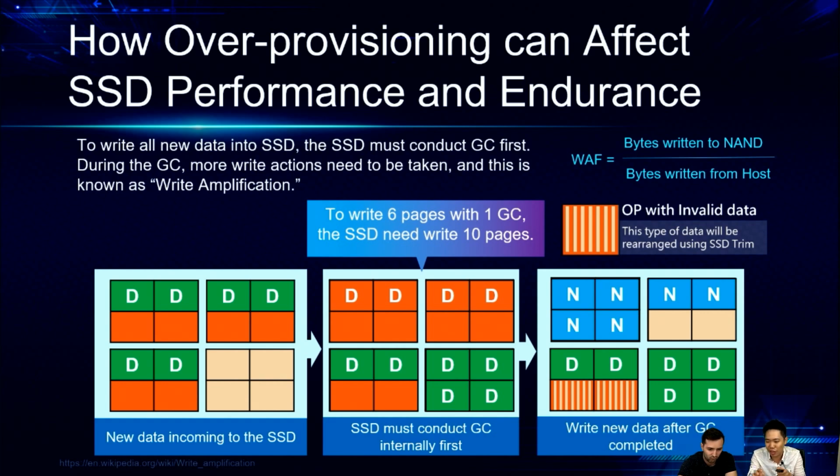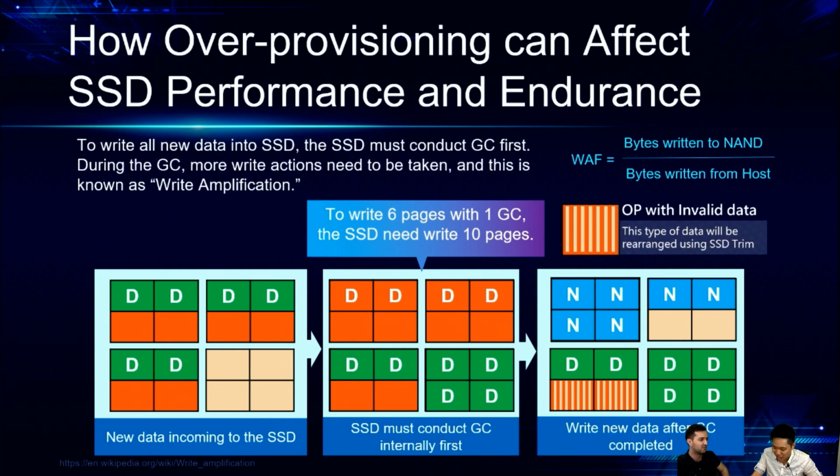The over-provisioning will affect not just performance: with less over-provisioning space, you need to do more garbage collection, which affects performance. And we list write amplification. You need to write more times, and the SSD endurance will become lower. So it will hurt the endurance of the SSD.